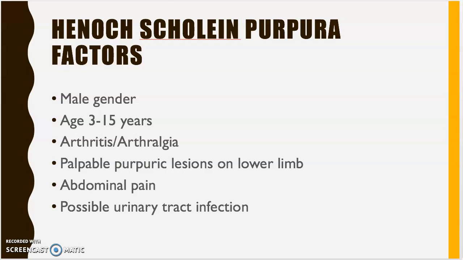HSP is the most common small blood vessel vasculitis of childhood, commonly found in male children between the ages of 3 to 15 years old. It is distinctive as it also shows signs of joint pain and abdominal pain. There is also another possible component, which is urinary tract involvement.